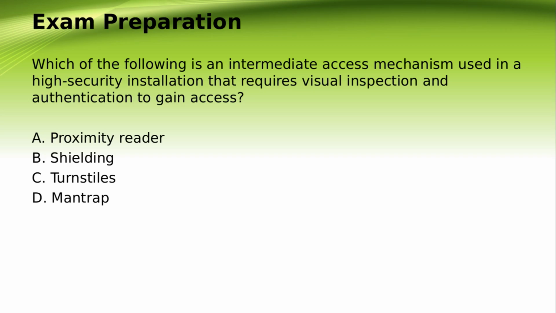So, exam preparation. Which of the following is an intermediate access mechanism used in a high security installation that requires visual inspection and authentication to gain access? Answer: D. Mantrap.